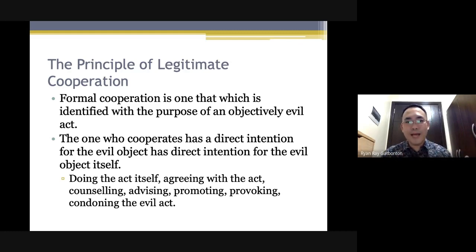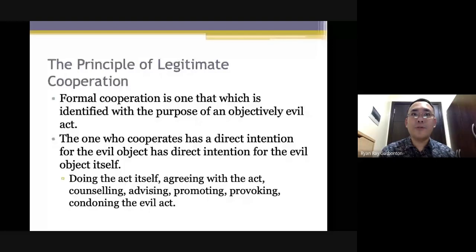One is legitimate, which is not directly identifying yourself with the evil act. And the other one is the one that directly identifies you with the evil act, which is formal cooperation. So you are identified with the purpose of an objectively evil act. The one who cooperates has a direct intention for the evil object itself.